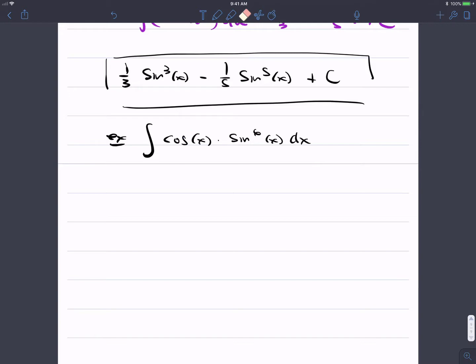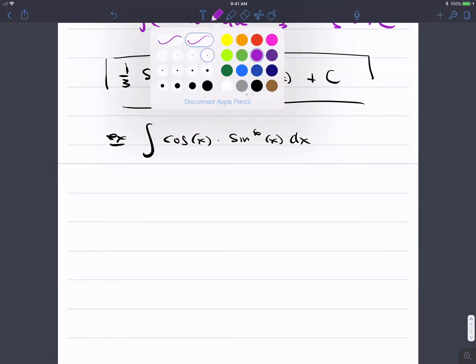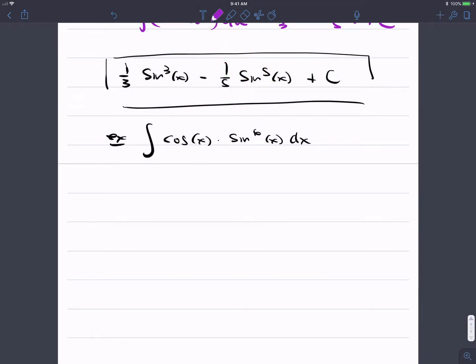What do you notice about this here? This one's interesting. Here's what we could simply do. I'm going to let u here be sine. And if I do, the derivative of sine here is cosine. We don't even have to use a Pythagorean identity.